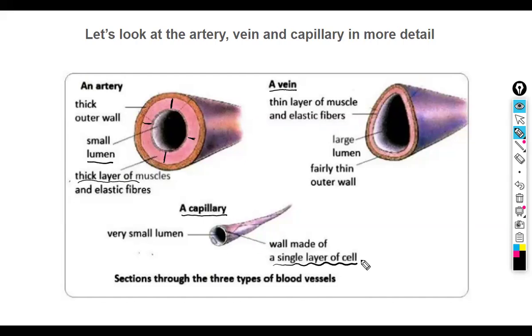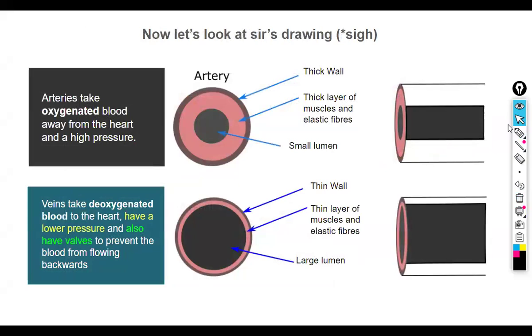Let me show you the simplified version of this, the versions you will have to draw in the exam. Right? So take a look at this, right? I don't have a simplified drawing of the capillary because the capillary is very simple, right? It has no muscles. It only has a layer of cells around it. This is an artery and this is a vein. Do the diagrams make sense? The arteries have the thick walls and the thick muscles. Veins, right, have thin walls, thin muscles, but a very large center, right?